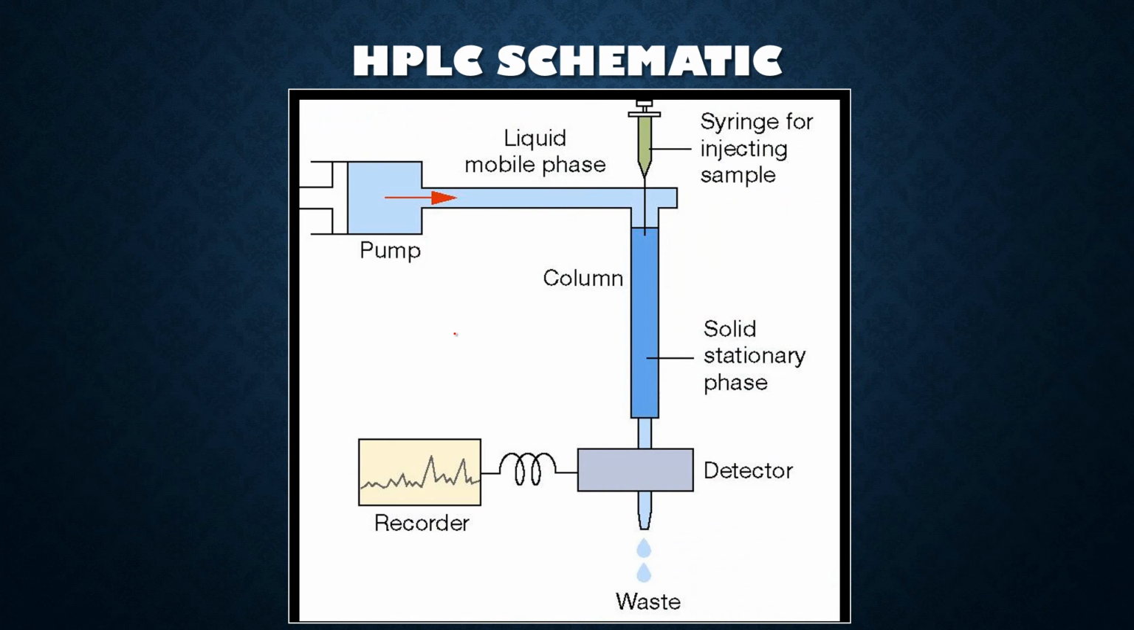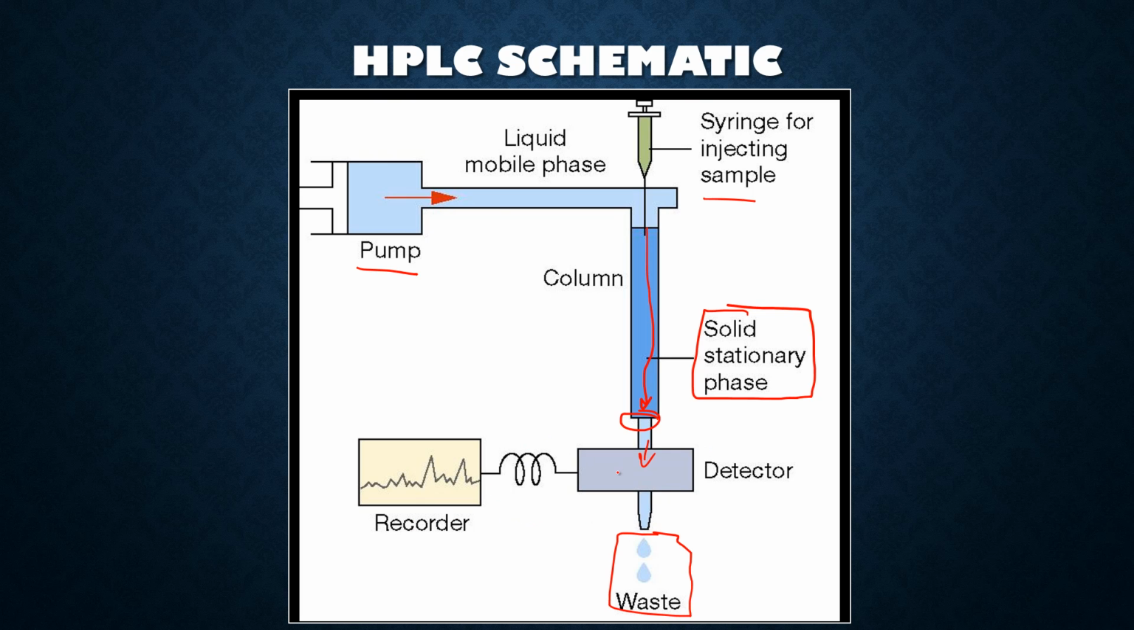Here we have a schematic of HPLC. We've got our pump which forces the liquid mobile phase through the column. We have a solid stationary phase which is often made up of silica beads packed into the column, and we inject our sample. It gets forced down through the column and eventually gets eluted out the other side and is detected using a detector. Really common detectors for HPLC machines are UV detectors as well as mass spectrometry machines, which can measure the mass of the components within the sample mixture. And obviously there's waste at the end of it.